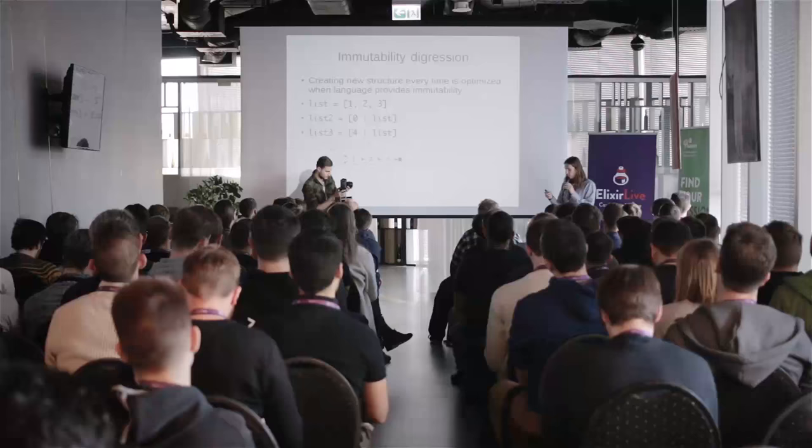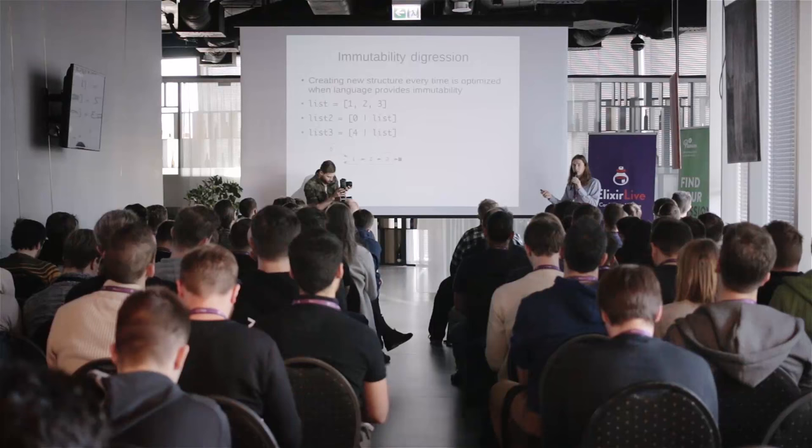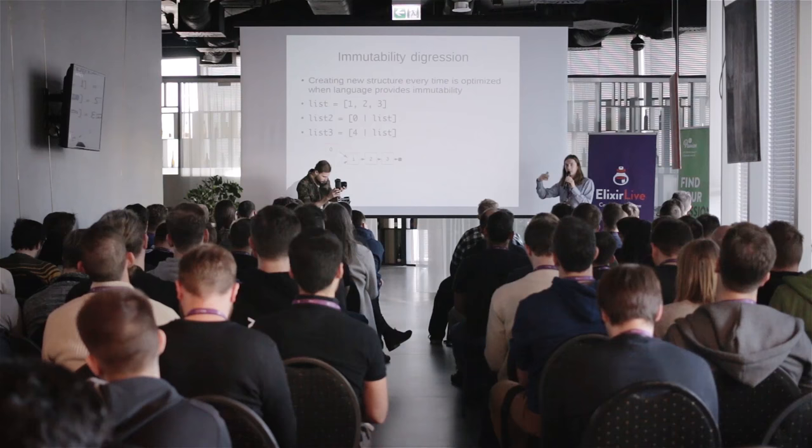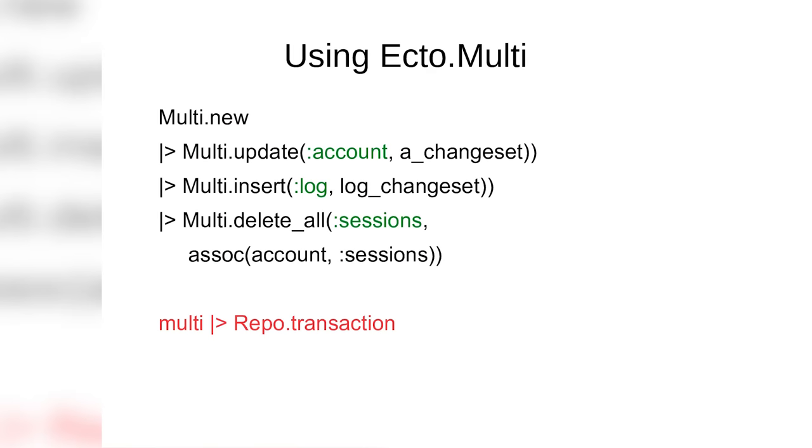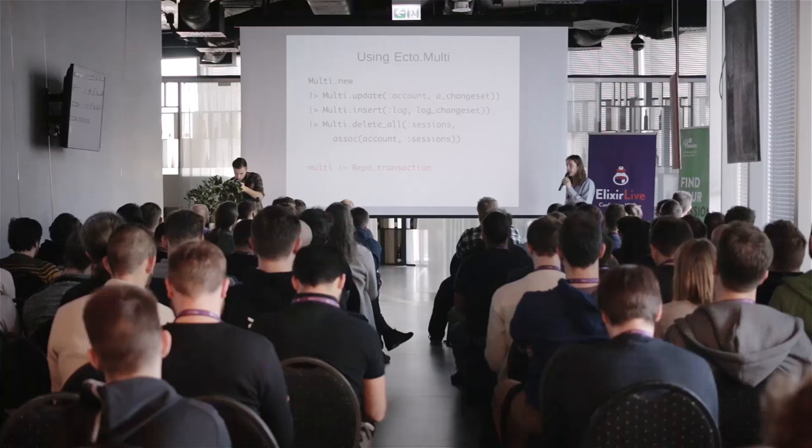OK, so in case of changeset, we shouldn't worry that we're creating the data structure slightly modified again and again, because it's handled nicely inside the VM. OK, this is a second example of the same pattern, which is Ecto.Multi. So Ecto.Multi is used for grouping operations on a database, for example, so that we can run them in a single transaction.